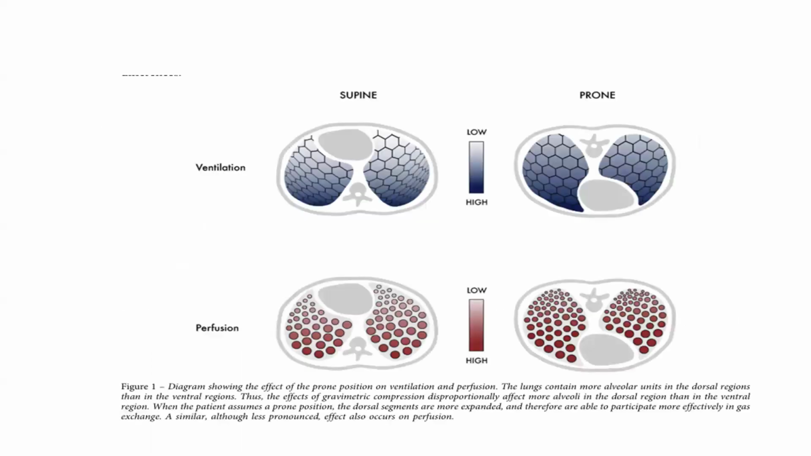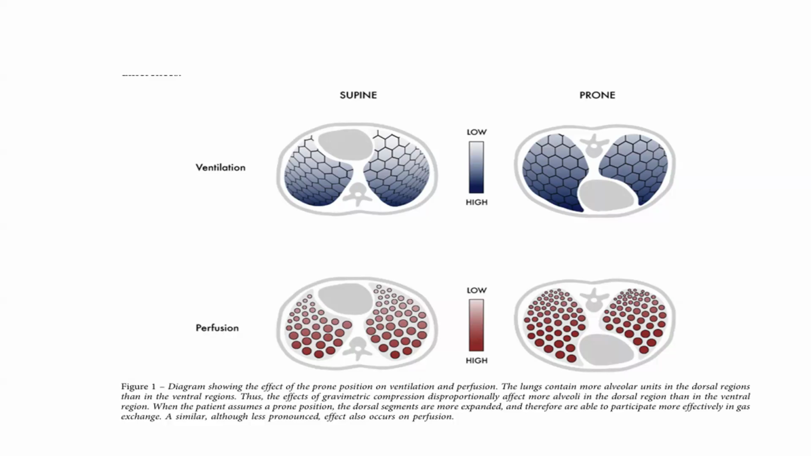So this is the diagram which shows the impact on ventilation and perfusion when the patient is in the supine position and when pronated. First we'll see the impact on ventilation. When the patient is in the supine position, the alveoli present in the posterior region are compressed, so these compressed alveoli are not receiving any ventilation.